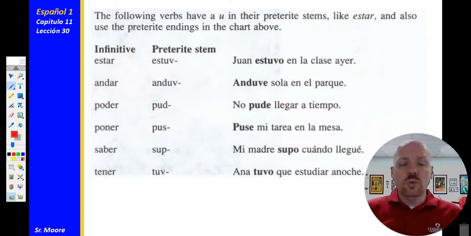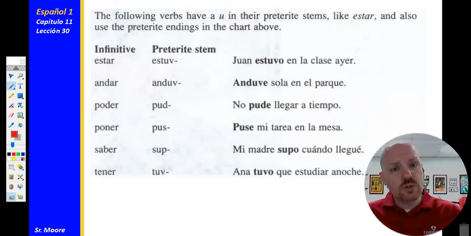Then we have the U. And so some of these have that V, like the verb estar, but all of these get that U stem change. Estar, to be. Estuve, estuviste, estuvo, estuvimos, estuvieron. Andar, to walk. Anduve, anduviste, anduvo, anduvimos, anduvieron. Poder, to be able to. Pude, pudiste, pudo, pudimos, pudieron.